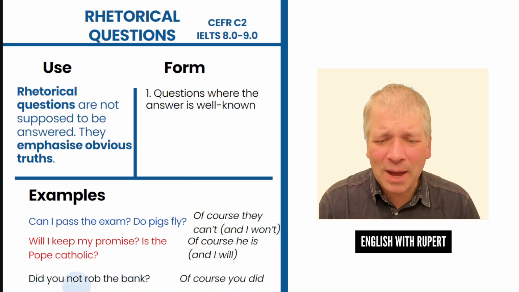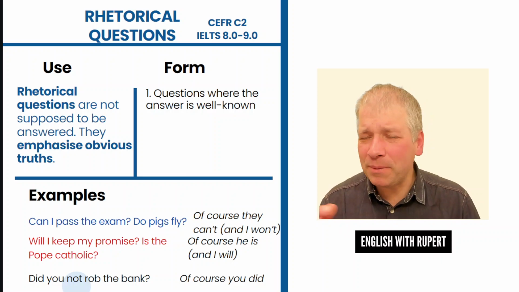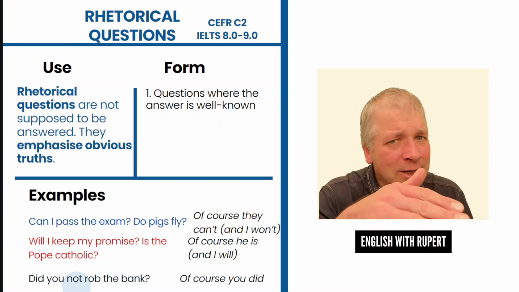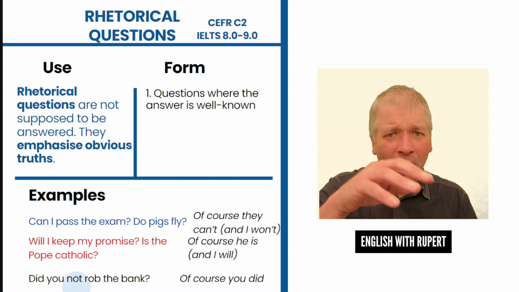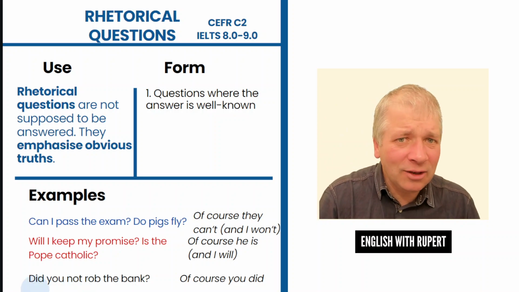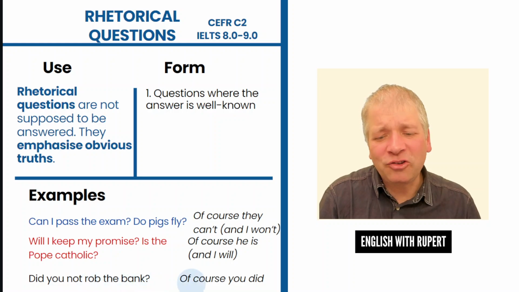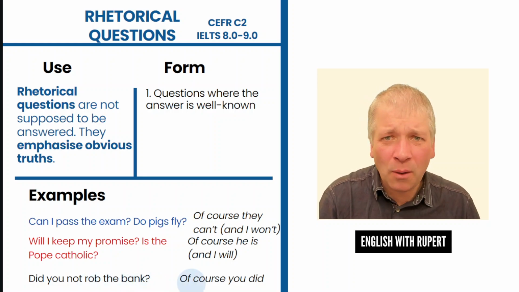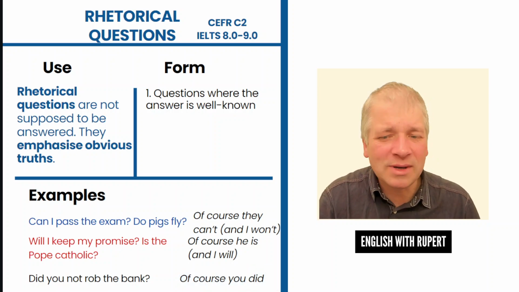Did you not rob the bank? Normally we would say, didn't you rob the bank? That would be a checking question. But by putting not after the subject, we are changing the form in some way that turns it into a rhetorical question where we are suggesting that the answer is obvious. Did you not rob the bank? Of course you did. We don't need to talk about that.